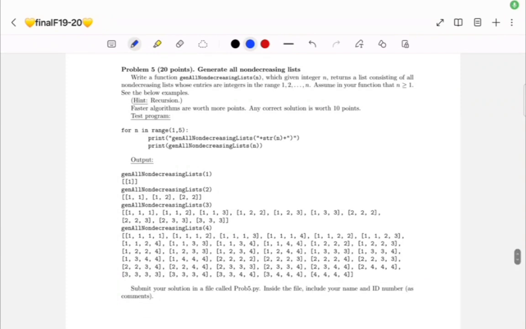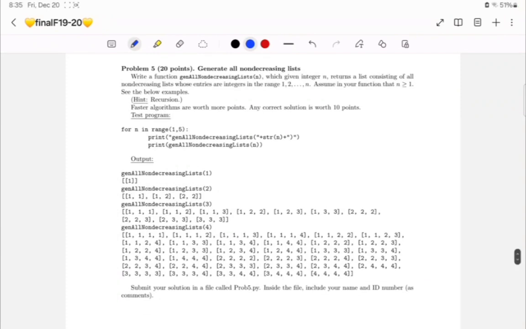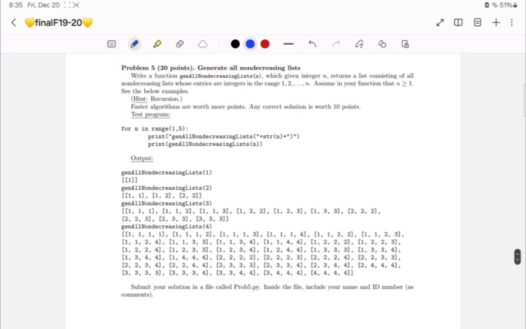Today I will present one of the recursion problems from previous exams on the CCS drive. Let's start by reading the question. We want to write a function that generates all non-decreasing lists of n, which given an integer n returns a list consisting of all non-decreasing lists whose entries are in the range from 1 till n, and we assume that n is greater or equal to 1, and this is recursion.